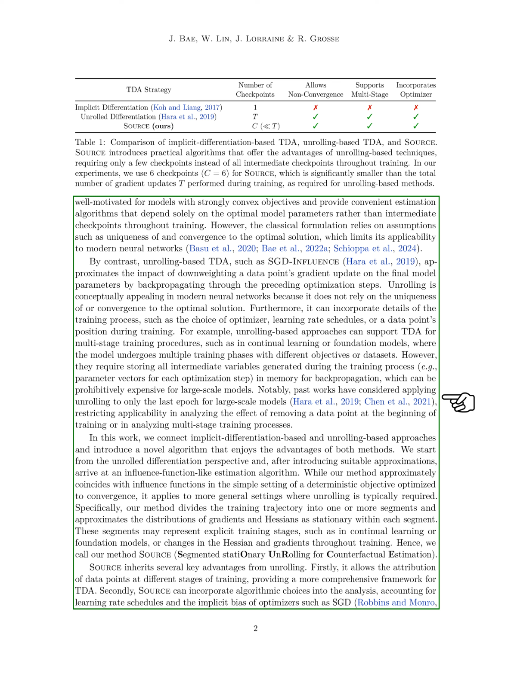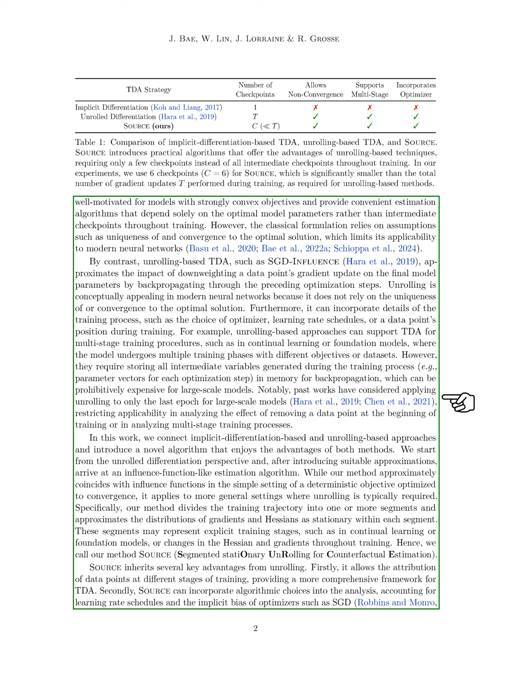On the other hand, unrolling-based TDA, such as SGD influence, approximates the impact of downweighting a data point's gradient update on the final model parameters by backpropagating through previous optimization steps. Unrolling is appealing for modern neural networks as it does not depend on the uniqueness or convergence to the optimal solution. It can also consider details of the training process, like the choice of optimizer and learning rate schedules.